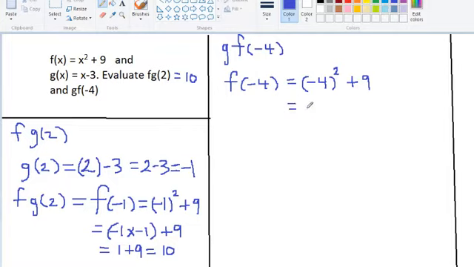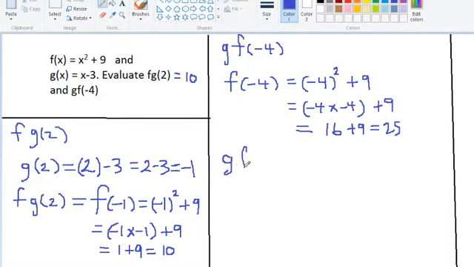So we work out negative 4 squared is negative 4 multiplied by negative 4. Four fours are 16, and a negative times a negative is a positive. So this is positive 16 plus 9, which is 25. So f of negative 4 is equal to 25. But we are asked to find g of f of negative 4.